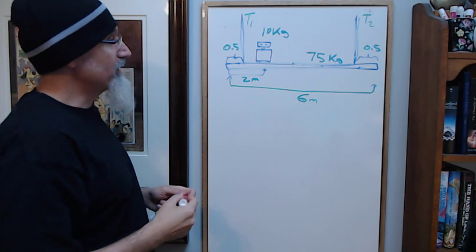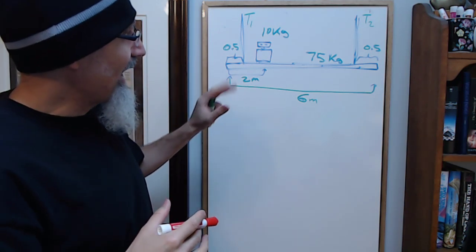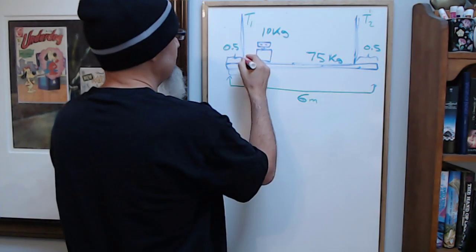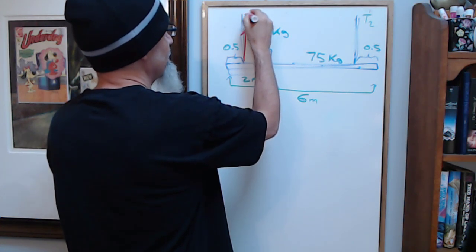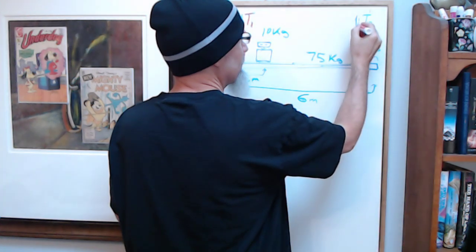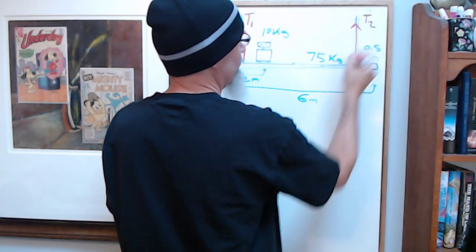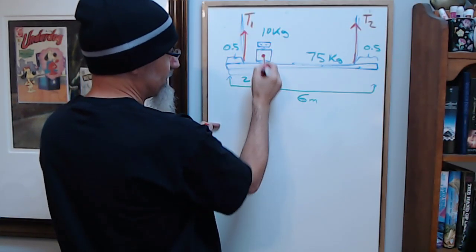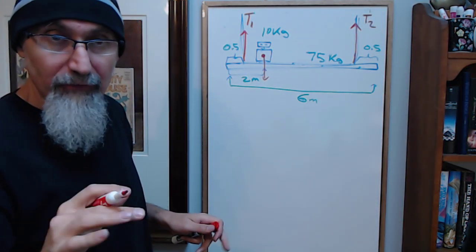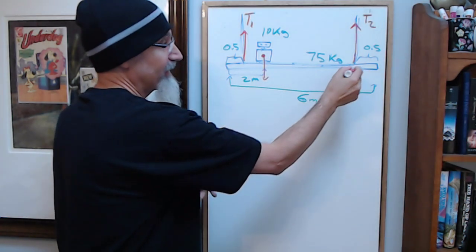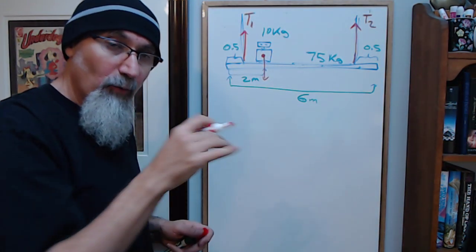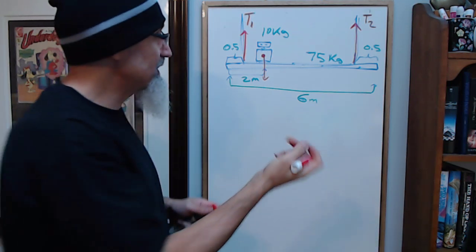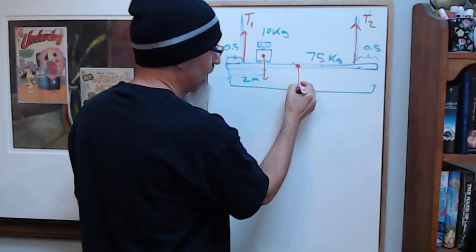What you do is ask, what are all the forces acting on this system? There's this one here acting up, that's T1. There's this one here acting up, that's T2. There's the robot's weight acting down, which is this one. And the only other thing here is the plank acting down. We take the plank as a point source in the middle, acting down.